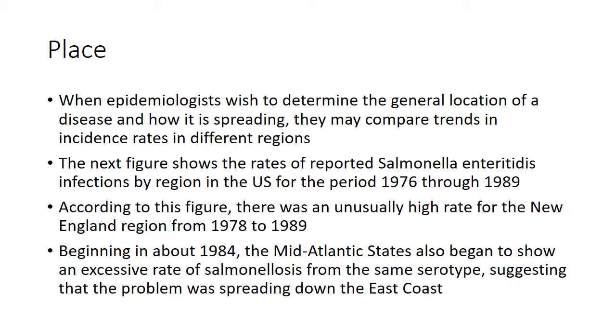And so basically the next figure is going to show reported salmonella infections by region in the US, from 76 through 89. According to the figure, you're going to see there's an unusually higher rate for the New England region from 78 to 89. And then beginning in about 1984, these mid-Atlantic states also began to show excessive salmonellosis of the same serotype, suggesting that the problem was spreading down the East Coast.